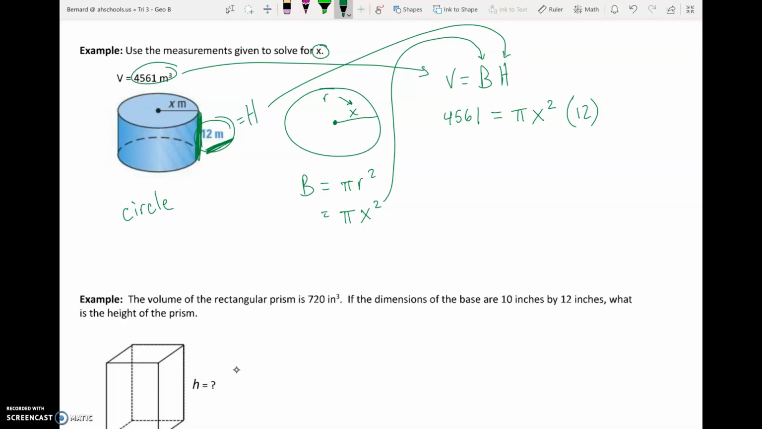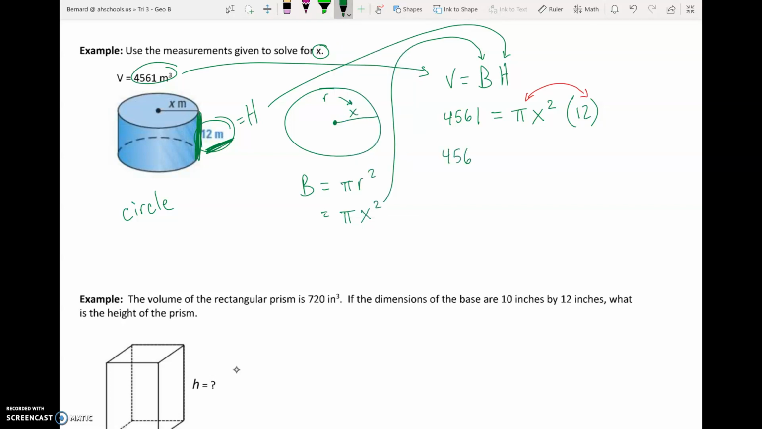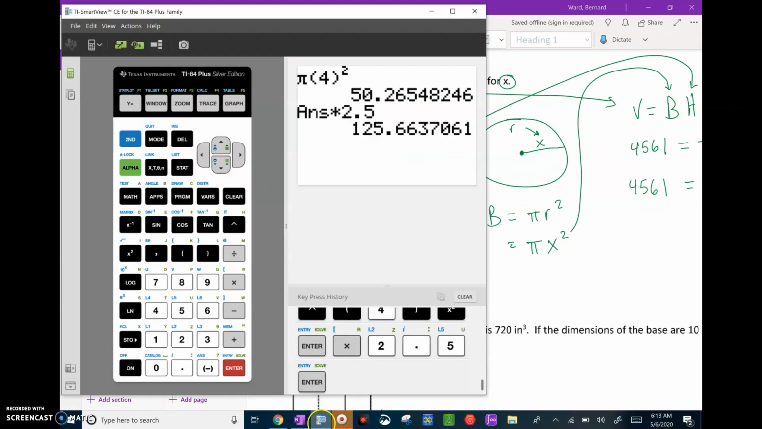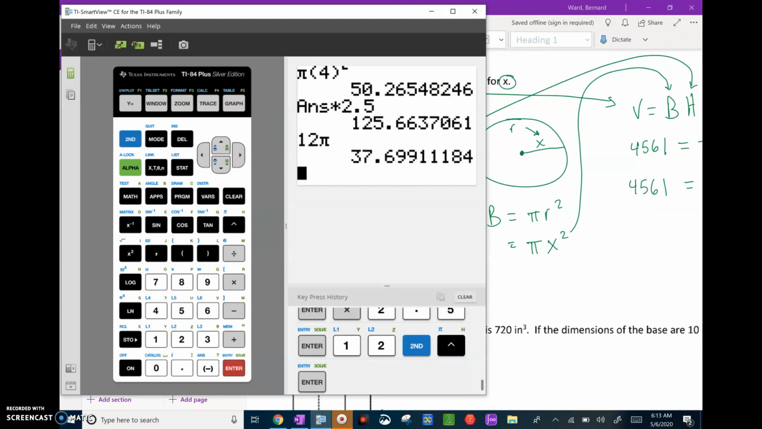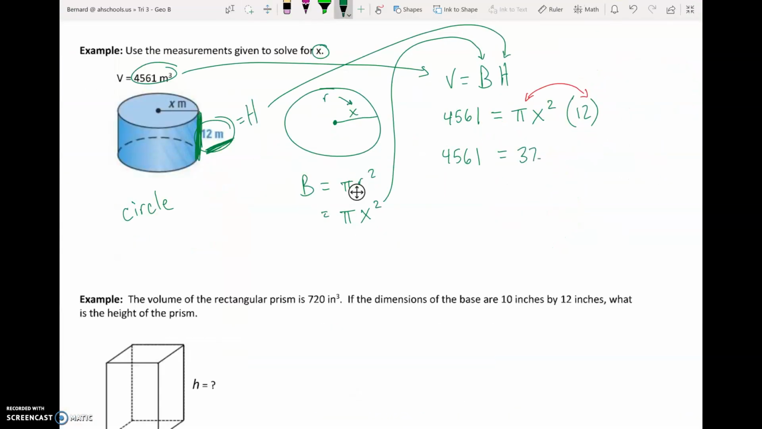Now, let's clean this up a little bit. Let's combine like terms on this right side, and I'll change colors. Since everything's multiplying on this right side, let's combine 12 and pi into one thing. And so we're not going to touch the 4,561 yet, but it's going to equal whatever 12 times pi is. 12 times pi equals 37.7. So this will equal 37.7 x squared.